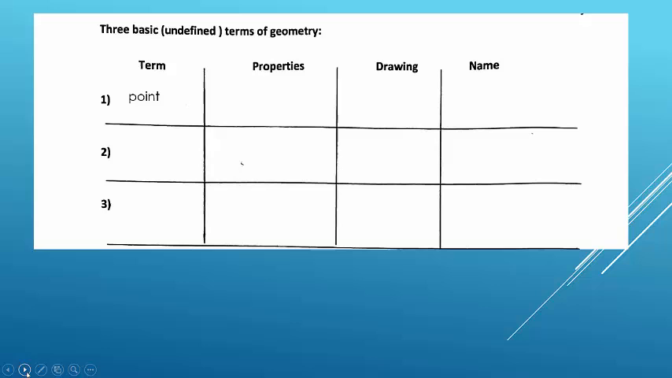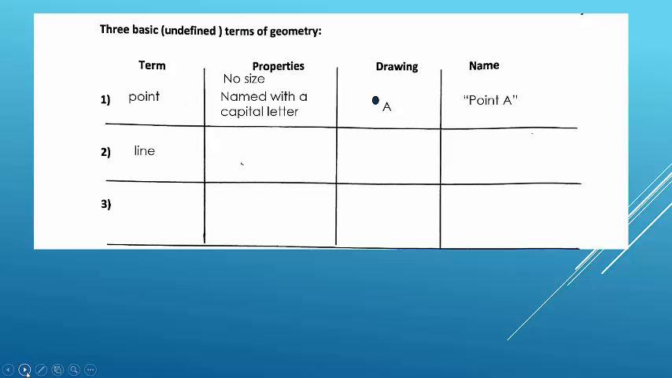And basically all you need to know about a point is it has no size to it and it's named with a capital letter. A point would look like a little dot with a letter next to it. Usually we capitalize the letter, and we would pronounce this point A.